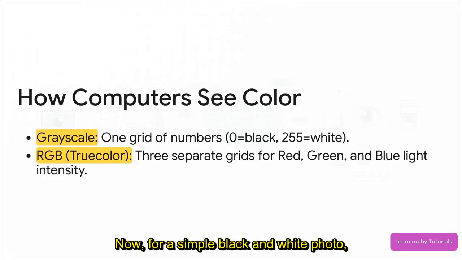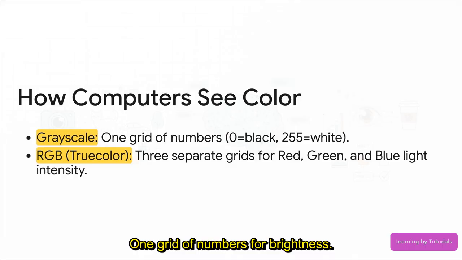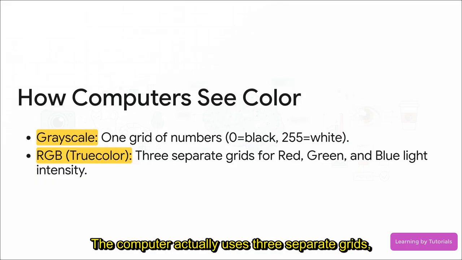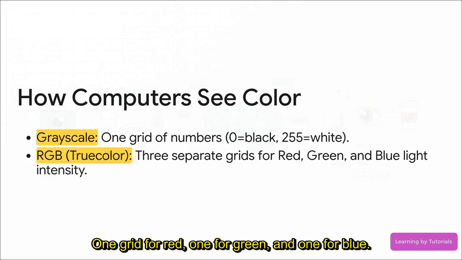Now, for a simple black and white photo, it's pretty straightforward. One grid of numbers for brightness. But for a color photo, that's when things get really interesting. The computer actually uses 3 separate grids, all stacked on top of each other. One grid for red, one for green, and one for blue. By mixing the values from these 3 layers for every single pixel, it can create every color we see on a screen.